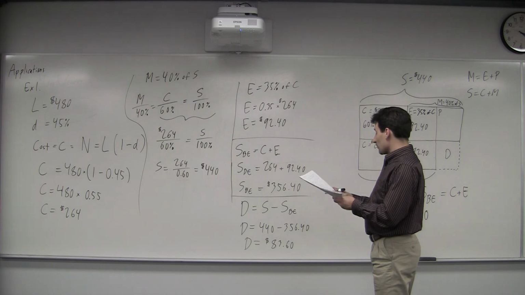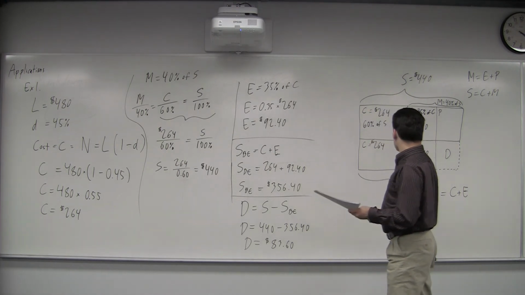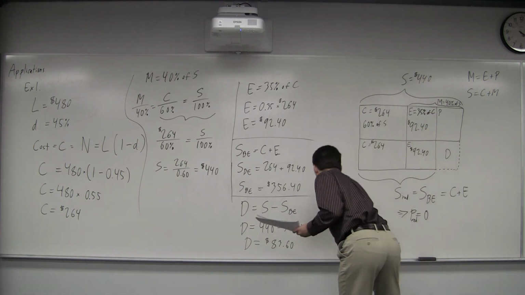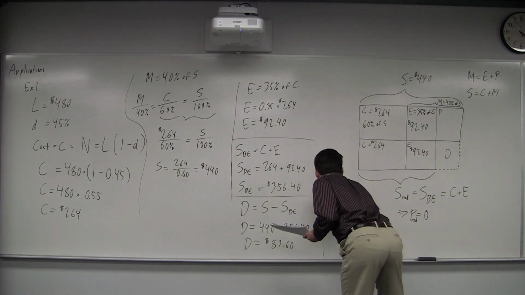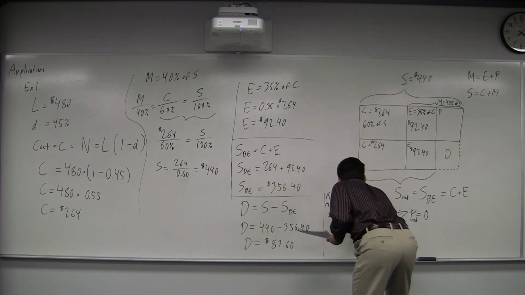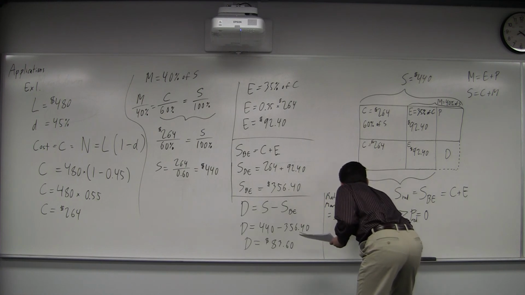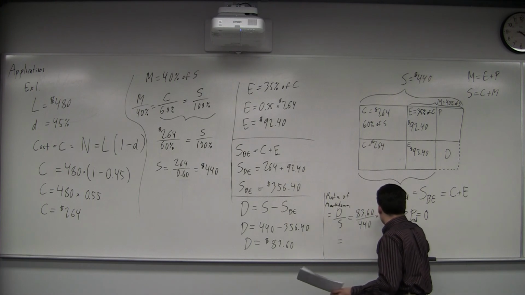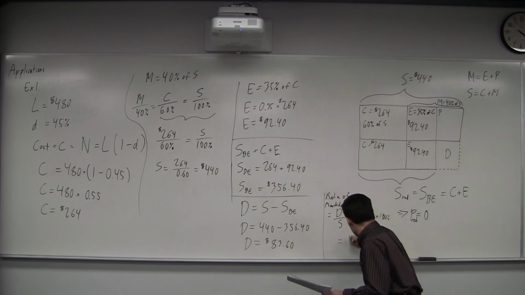And so what is the rate of markdown? Finally, rate is just turning this into a percentage of that regular selling price. So the rate of markdown is equal to D divided by S. So that's $83.60 divided by $440. And like I say, turn it into a percentage, so times 100%. And that is exactly 19% in this question.